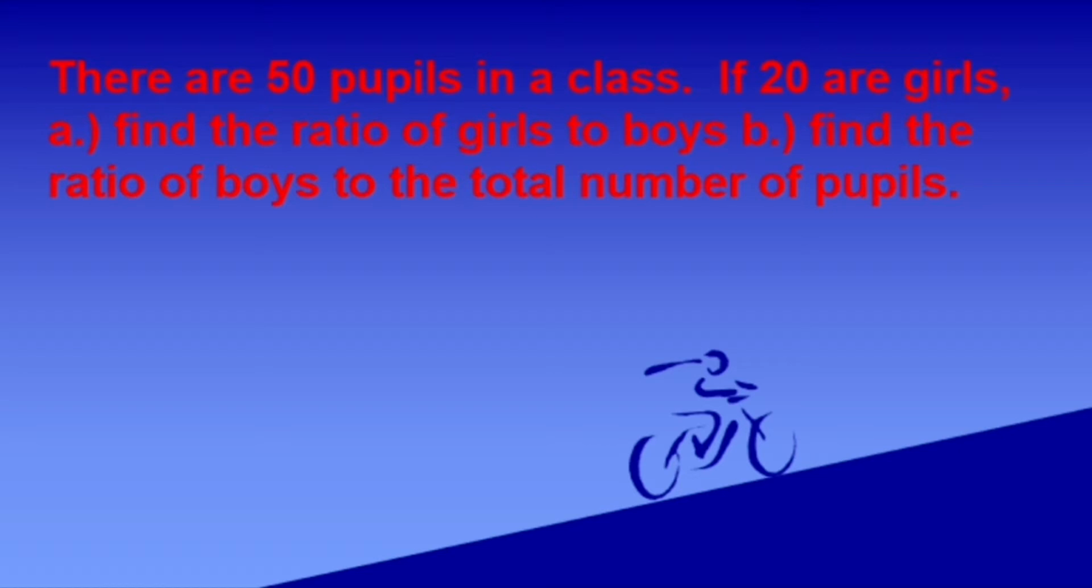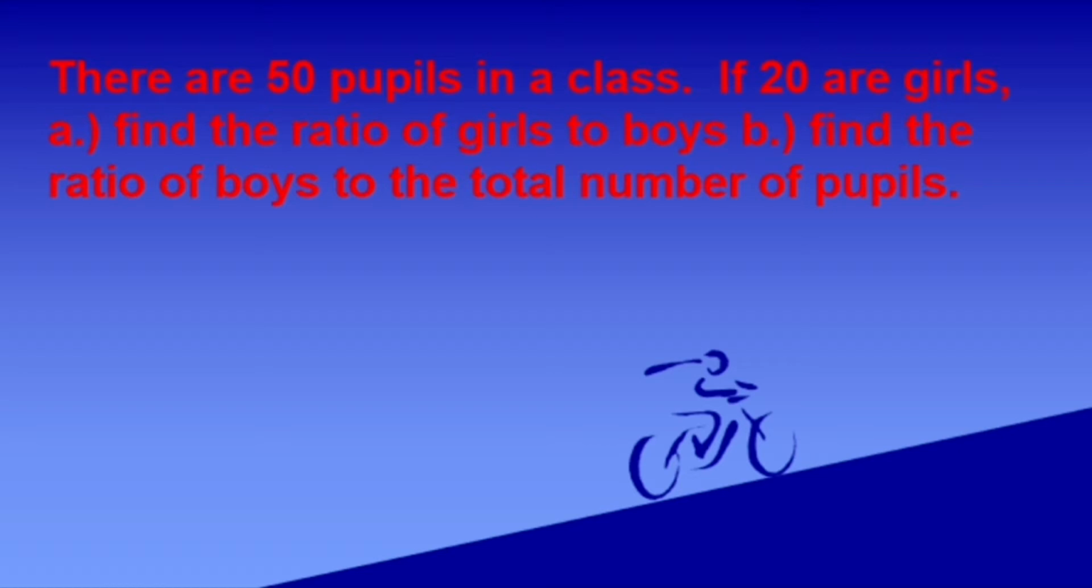First, kailangan muna nating malaman kung ilan ang girls dito. Okay, to find out, we just simply subtract 50 by the number of girls, which is 20. So that is 50 minus 20 is equal to 30. Therefore, there are 30 boys in the class.